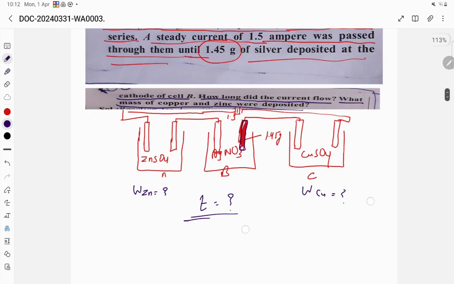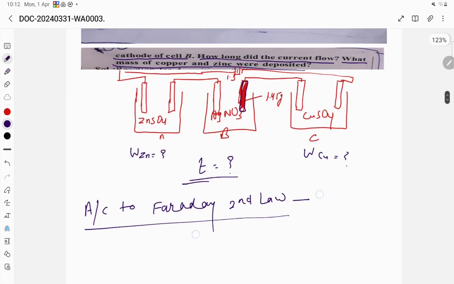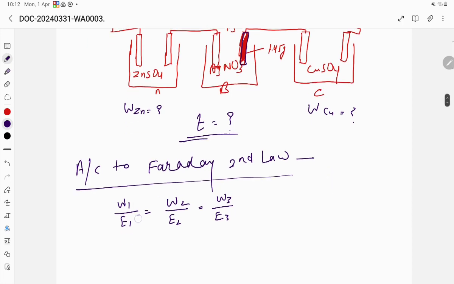So see, students, according to which law do we have to apply? According to Faraday's second law. So what is this, students? If you talk about Faraday's second law, W1 upon E1 is equal to W2 upon E2 is equal to W3 upon E3. Now suppose this is for zinc, this is for silver, and this is for copper. So any two you can compare, students.